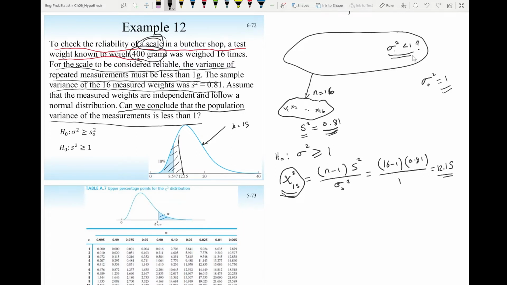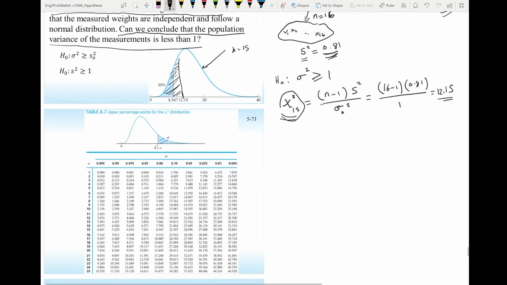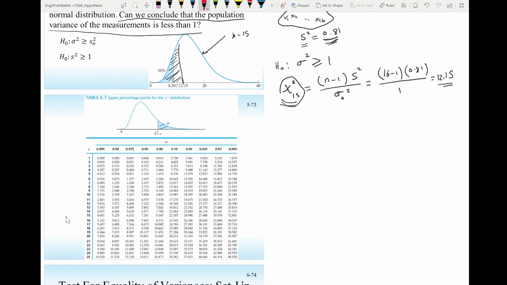So we will go to the table and look for this area. This is the table we will be using, and degrees of freedom 15, that's this one. Let's look for 12.15 in the table. If we go down, I don't have 12.15, I have only 8 and 22. If I take 8.547, this quantity, then alpha is 0.9. That means all this area is 0.9, so this area here is 10% or 0.1.